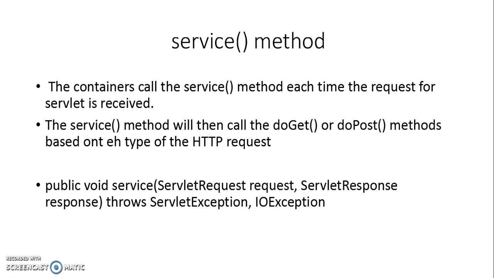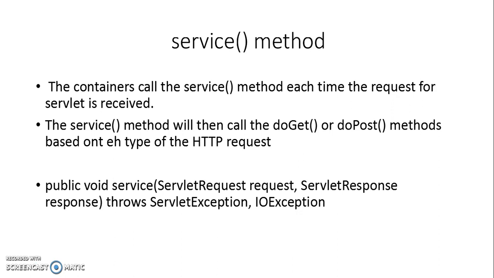Then we go for service methods. The container calls the service method each time a request for the servlet is received, and the service method will then call a doGet method or a doPost method, which we'll see in the further part of this video. The service method consists of two parameters. One is a request parameter, the next one is a response parameter. Especially it is a ServletRequest and a ServletResponse.